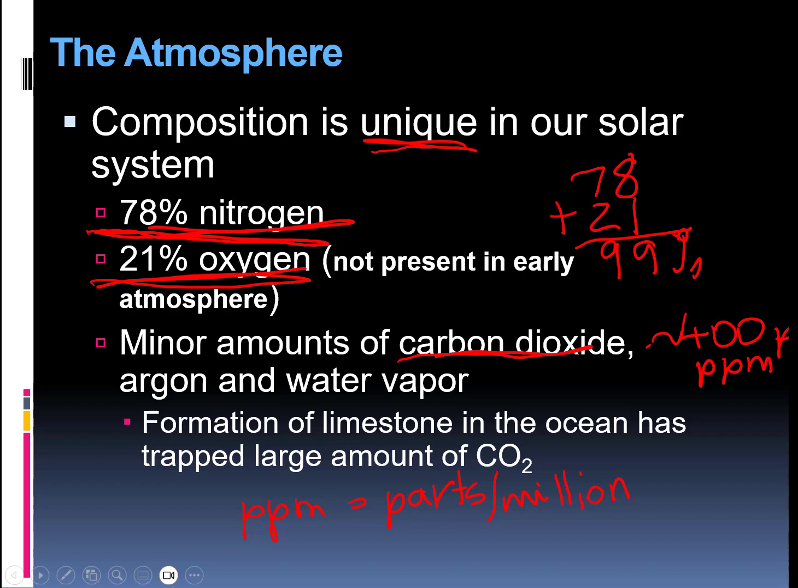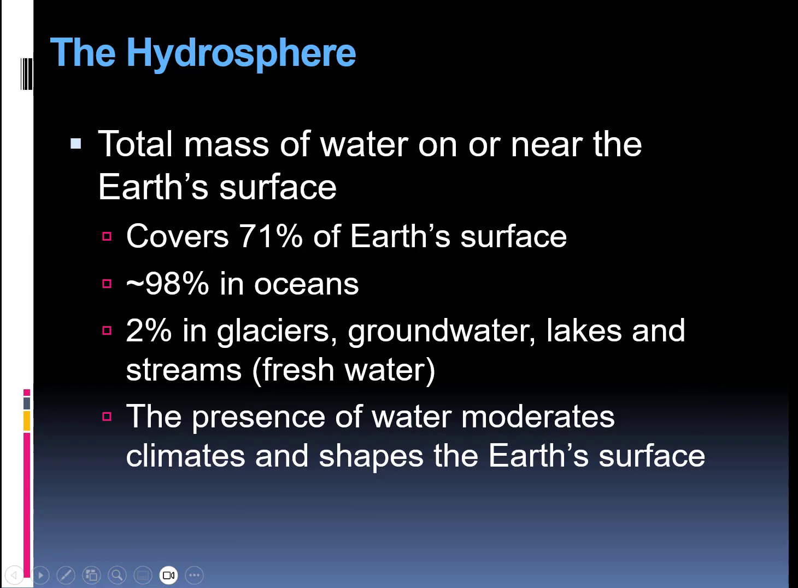There are a lot of different kinds of rocks, but mostly limestone actually controls the amount of CO2 in the atmosphere, because as the limestone is forming, it is able to trap a lot of CO2 away from the atmosphere.